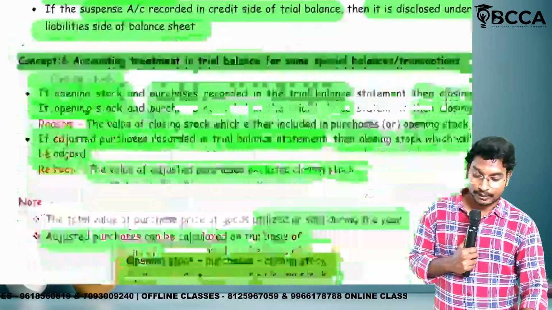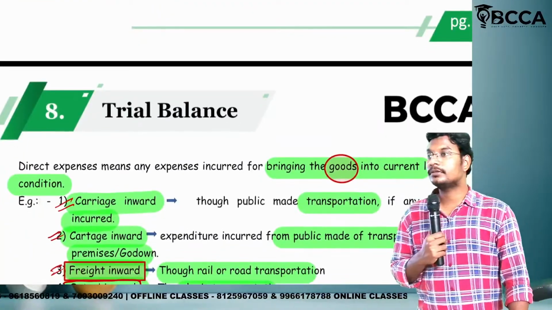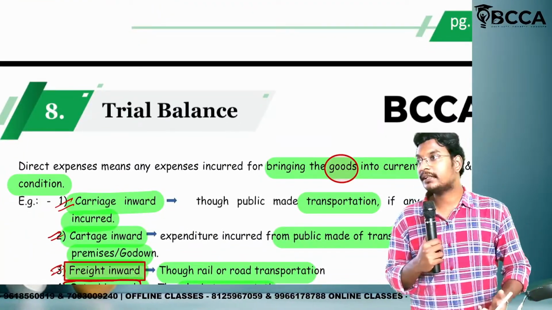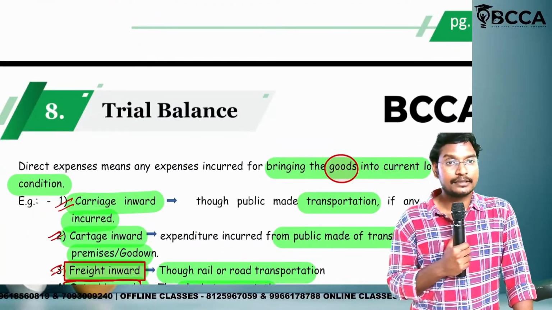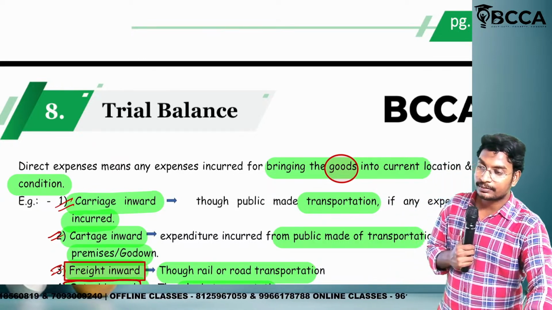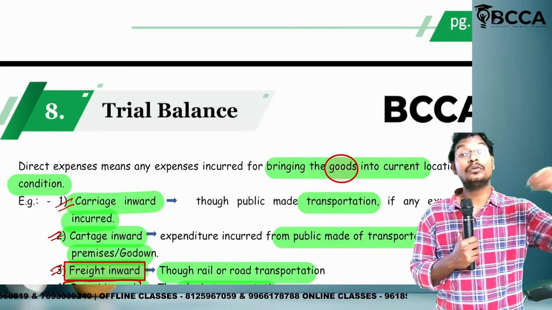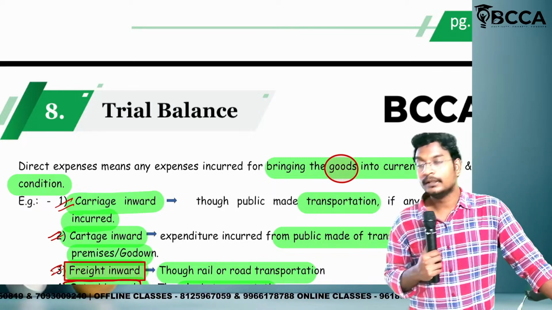Next, we have discussed the cost of goods sold. Where do we need to record the cost of goods sold? We have to record it on the debit side. What is the meaning of cost of goods sold? Opening stock plus purchases plus direct expenditure minus closing stock. What is the meaning of direct expenditure? Expenses incurred in bringing the goods to the present location or condition. What are the examples?